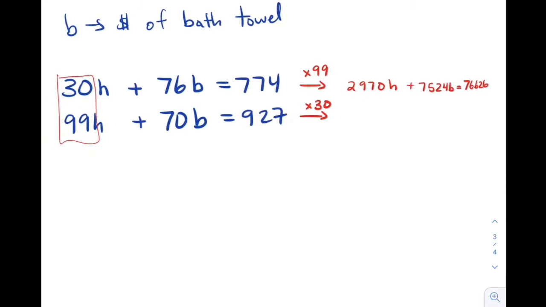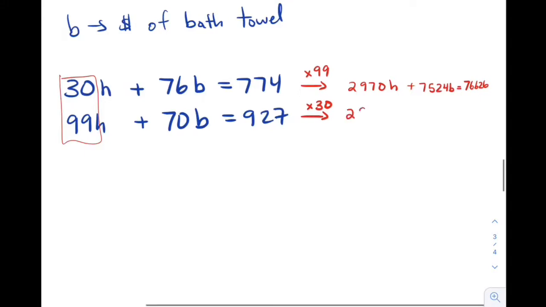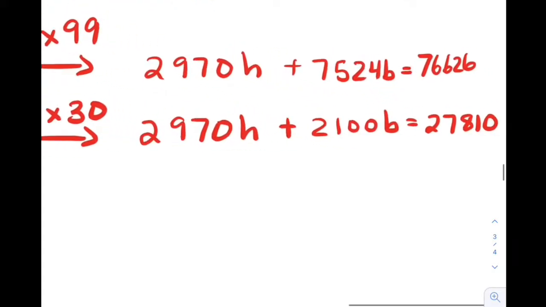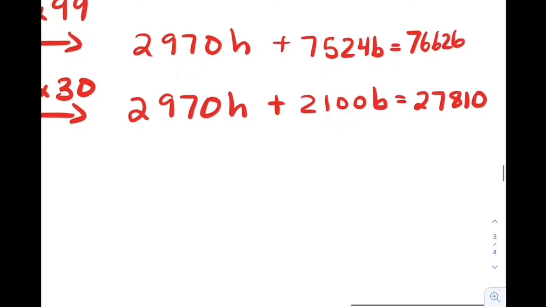And then we'll multiply all the other ones by 30. So 30 times 99, we already know that one's going to work out to 2,970H, plus 70 times 30, that's 2,100B, is equal to 927 times 30. That's 27,810. So this is all we're really concerned with right now. These ones are B's. Kind of look like sixes.